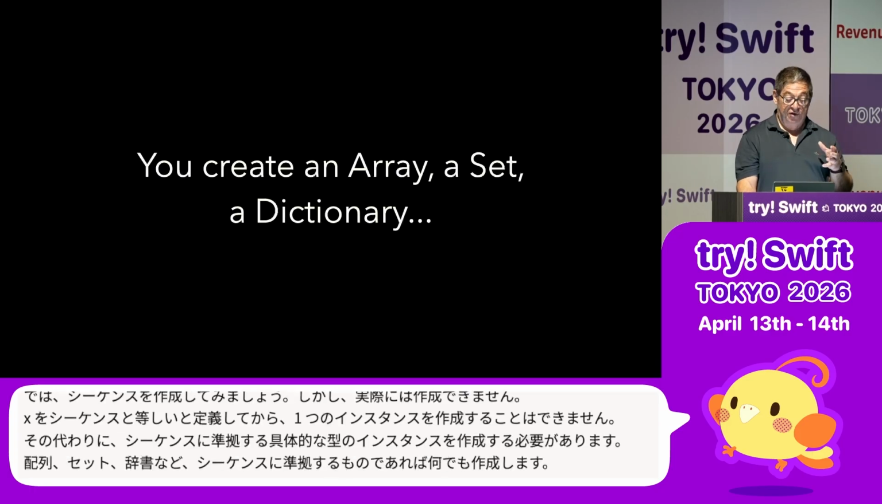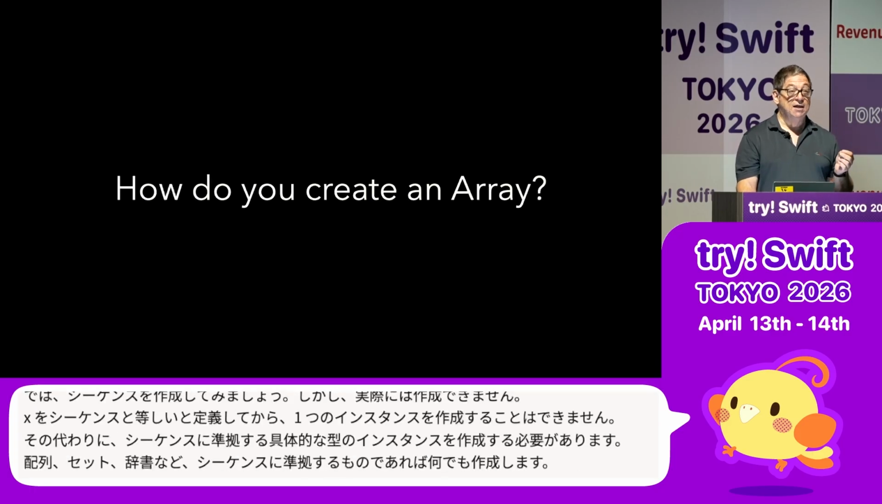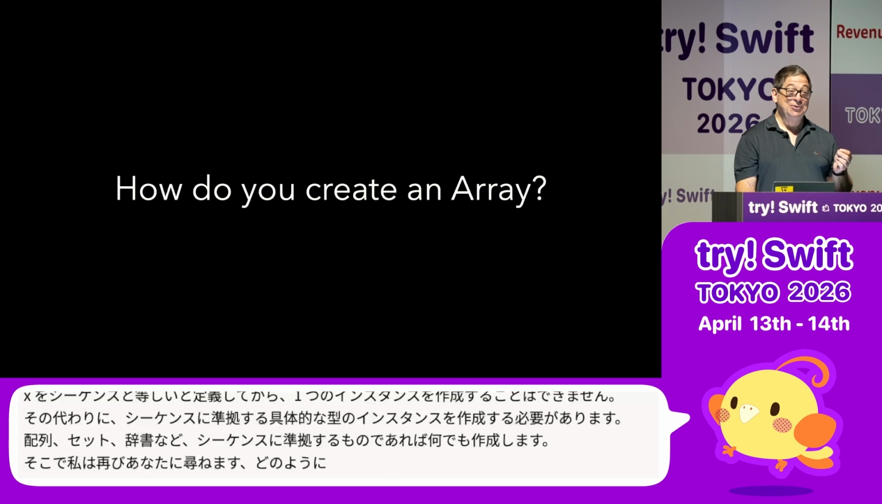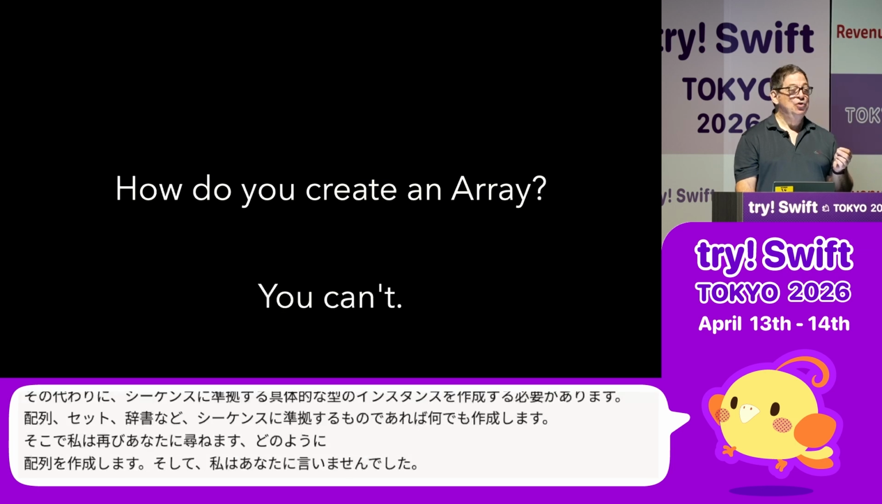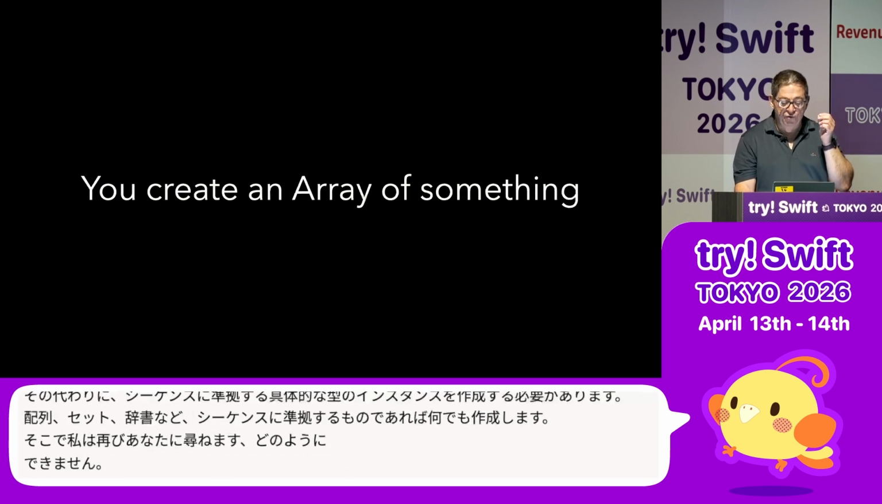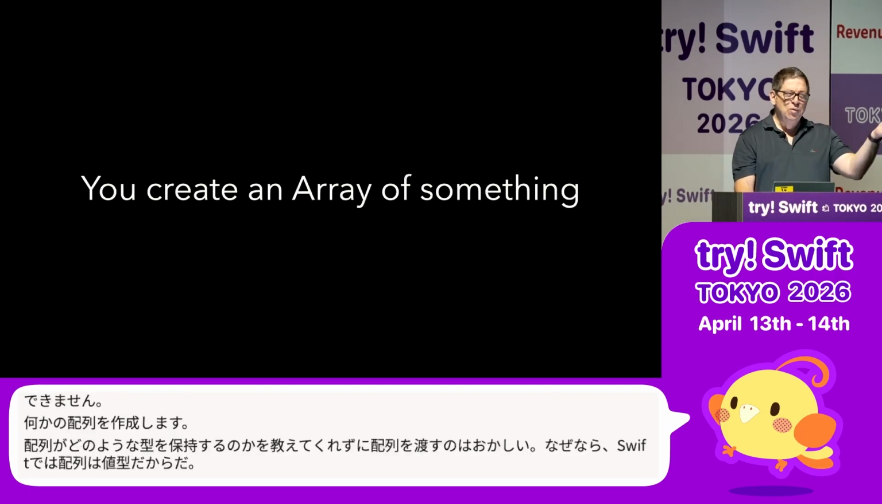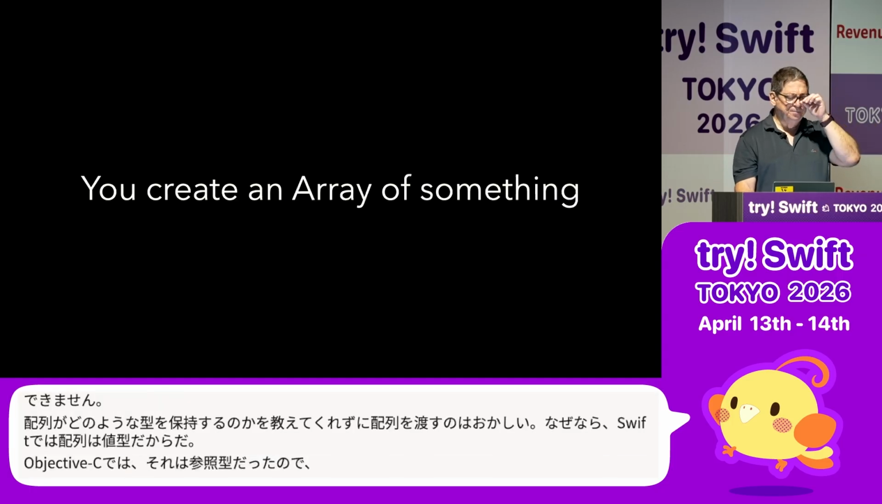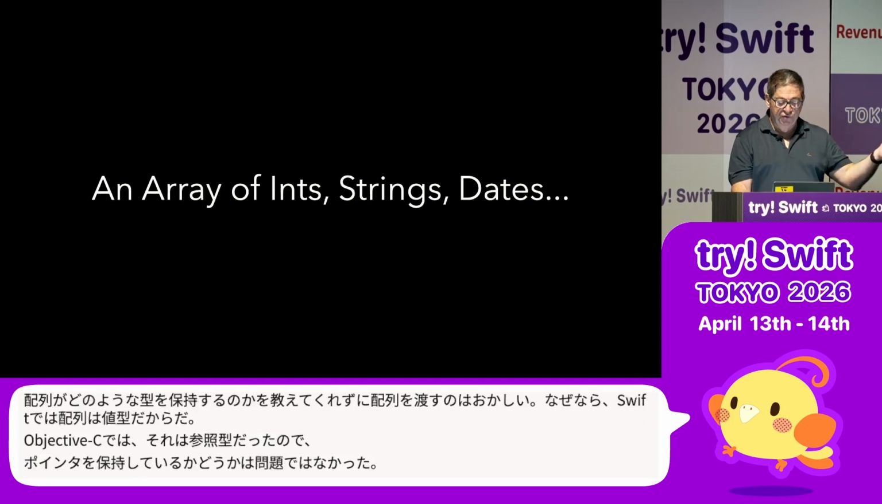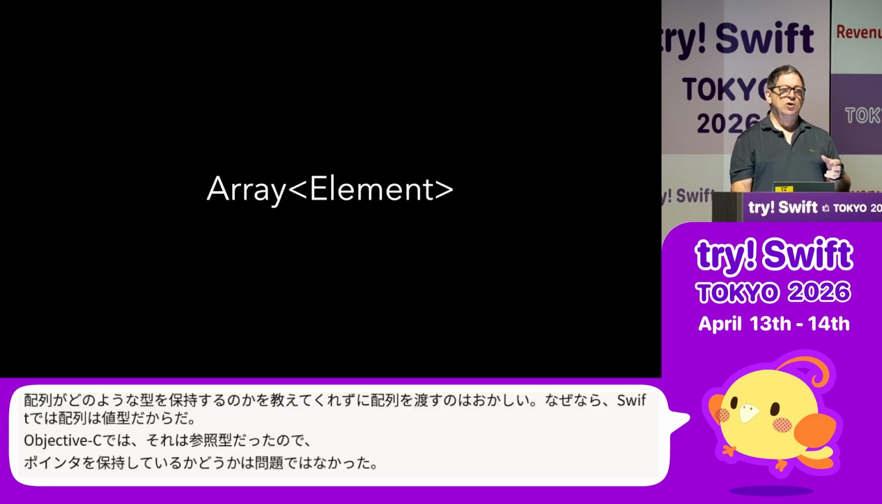And so I again ask you, how do you create an array? And I again tell you, you can't. You don't create an array. You create an array of something. You can't create an array without telling me what the type is that this array is going to hold, because in Swift, an array is a value type. In Objective-C, it was a reference type, and so we were just holding pointers. It didn't matter. And so you create an array of ints, an array of strings, an array of dates, and we see this in code as you create an array that is generic in Element.